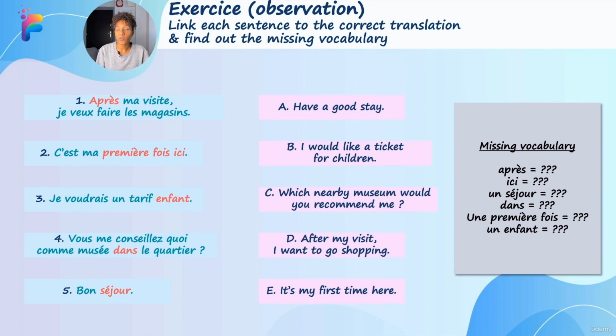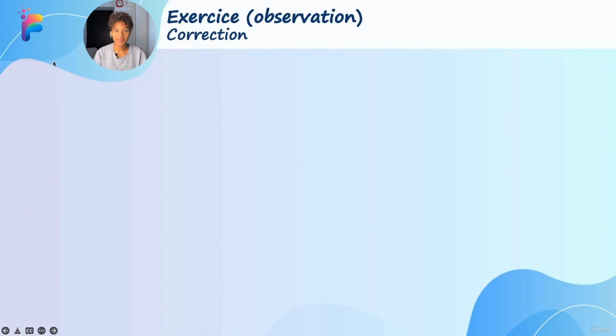Now let's have a look at the missing vocabulary. You need to find the meaning for après, ici, un séjour, dans, une première fois, un enfant. You can either pause the video or just join me on the next page where the answer will just be shown one by one.